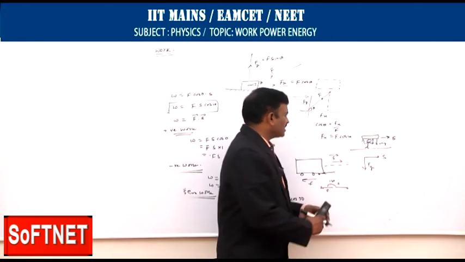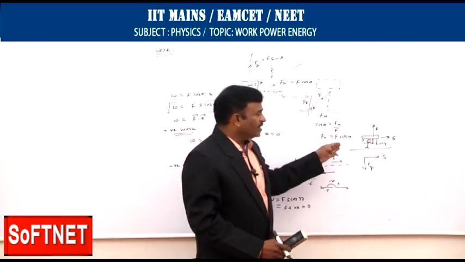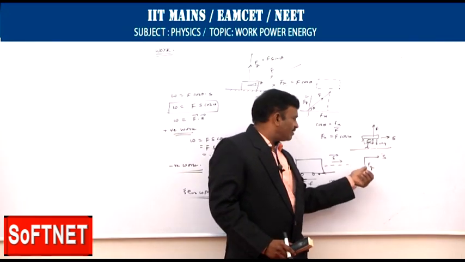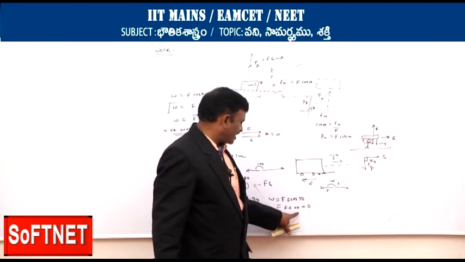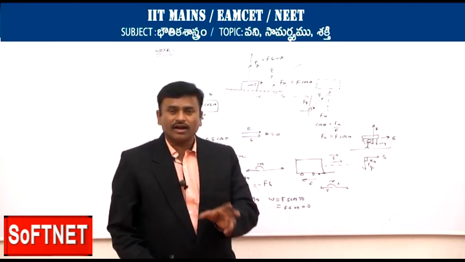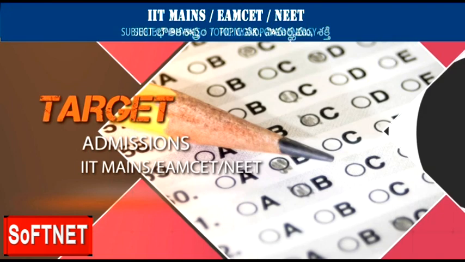How much weight is acting, that much force is applied upward. So the applied force is in the upward direction, and the displacement is horizontal. Then the angle is 90 degrees, therefore cos 90 is 0, and the work done is 0. According to physics, the work done by the person is 0 in this case.